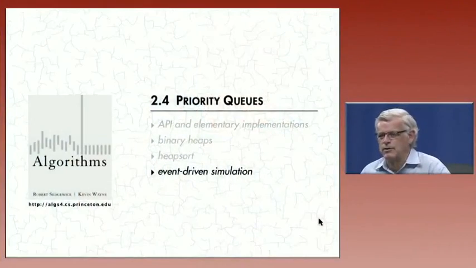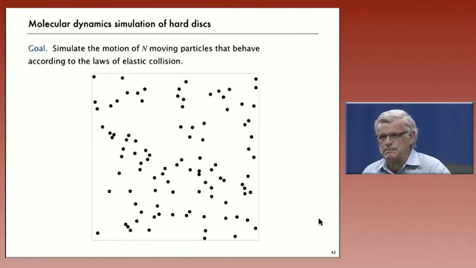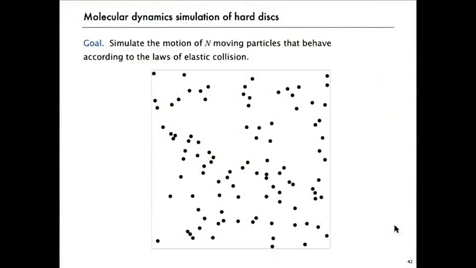Now we'll look at an interesting application of priority queues that's actually representative of a whole family of critically important applications of computing. It's called event-driven simulation. And the idea is we want to study some property of the natural world by simulating it. And that's something that's very, very common in scientific inquiry nowadays.